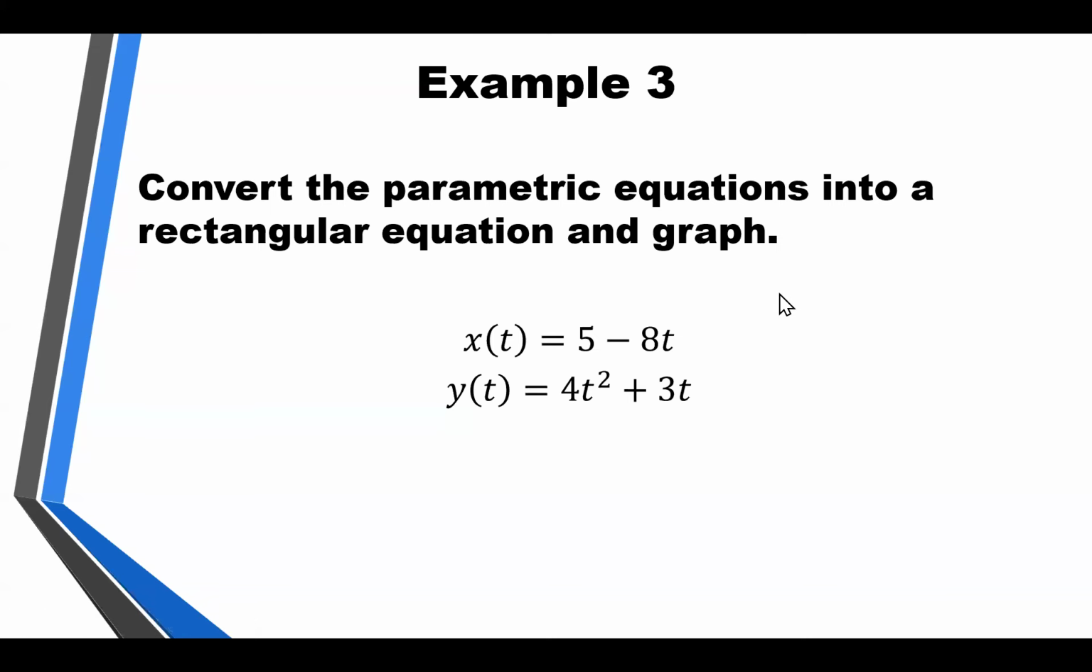Let's look at a couple of other examples. In example 3, I'll just convert the parametric equations into a rectangular equation, and I'll just graph the rectangular equation in Desmos. So here we have x of t is equal to 5 minus 8t, and y of t is equal to 4t squared plus 3t. You can try this on your own if you want by pushing pause, and I'll do this in a couple of seconds.